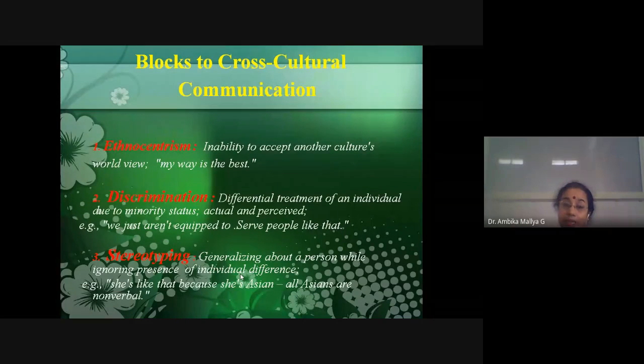The second is discrimination, differential treatment. What do you mean by differential treatment? It is a wrong kind of treatment, partial treatment. Differential treatment is when an individual is treated differently due to his minority status, which could be real or perceived. See, we Indians accord a differential treatment to the politicians, don't we? We treat them like gods and they behave like one, whereas they are nothing but servants.